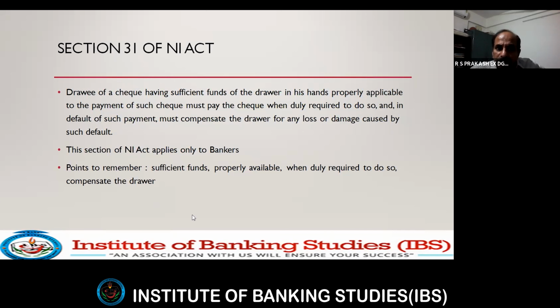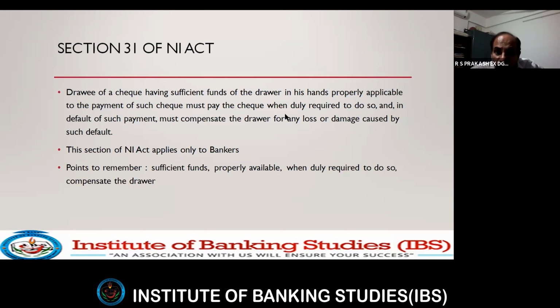What is section 31? I'll just read it out, and if there is any doubt or anything that has to be explained, I'll explain it to you. Drawee of a check, having sufficient funds of the drawer in his hands, properly applicable to the payment of such check, must pay the check. Now the responsibility of the drawee bank is being clearly defined in section 31. It says when a check is issued and presented, the bank has no alternative than to pay it. It's like must and should.